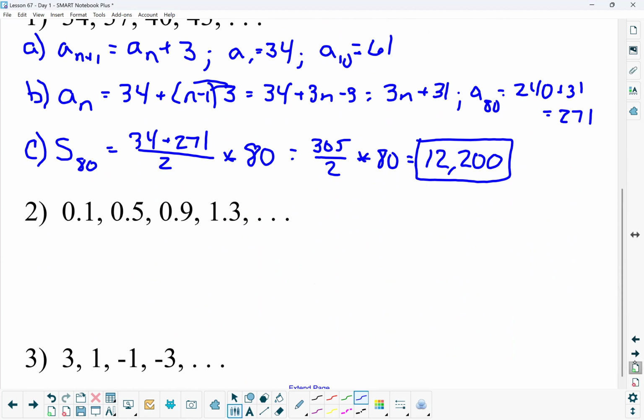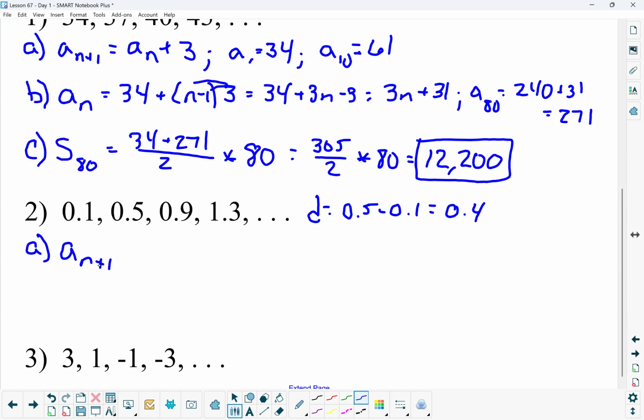Example 2, we have another sequence. 0.1, 0.5, 0.9, 1.3. For my value for d, I take any term and subtract the previous term. So I get 0.4 as my common difference. I can then use that to write a recursive definition or a recursive equation.